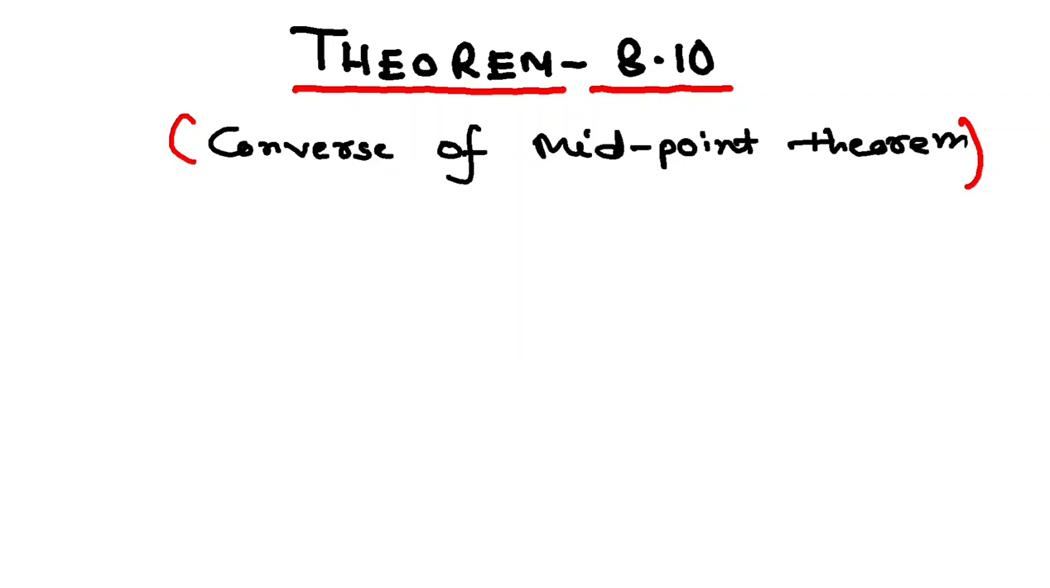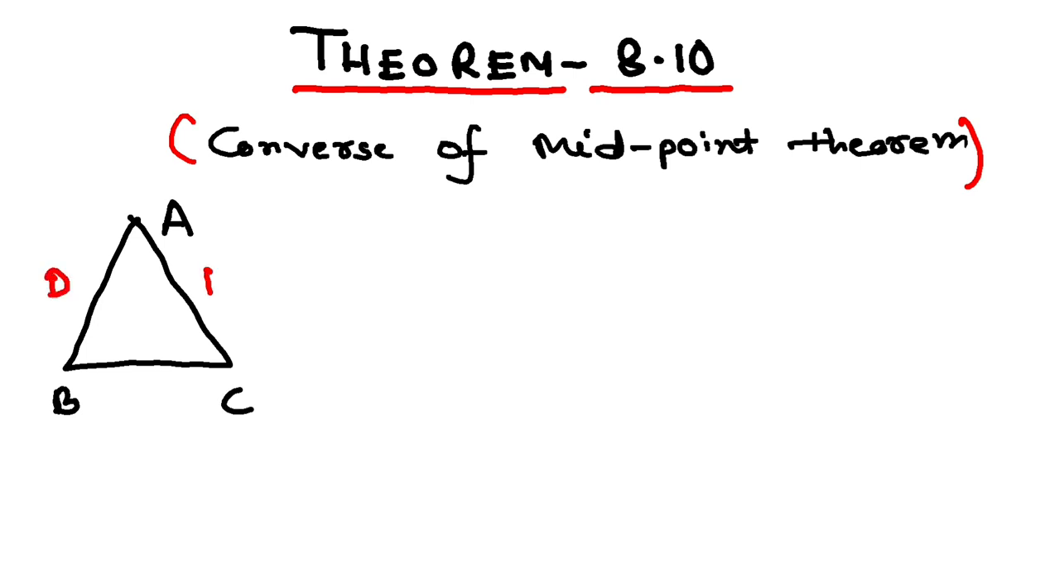In this video, we shall discuss the converse of the midpoint theorem. For that, we need to revisit the midpoint theorem. Now, what was the midpoint theorem? If in a triangle, let's say ABC, D and E are the midpoints of AB and AC, and if I join DE, according to the midpoint theorem, your DE will be parallel to BC.